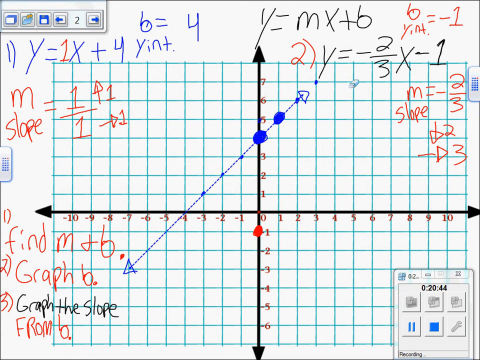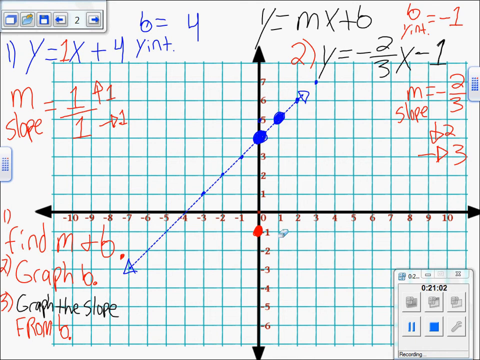So now let's hit up example number 2 over here. In example number 2, step 1, identify slope and y-intercept. We already did that earlier. Hit rewind if you can't remember how we got those. Now, step 2 is graph the y-intercept, graph b. We already did that. The y-intercept was -1, so we cross the y-axis at -1. That's where we cross it.